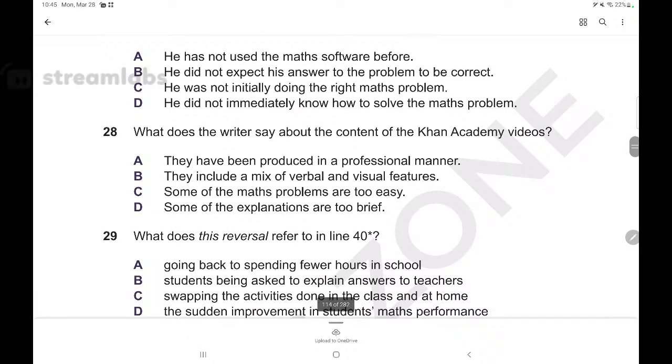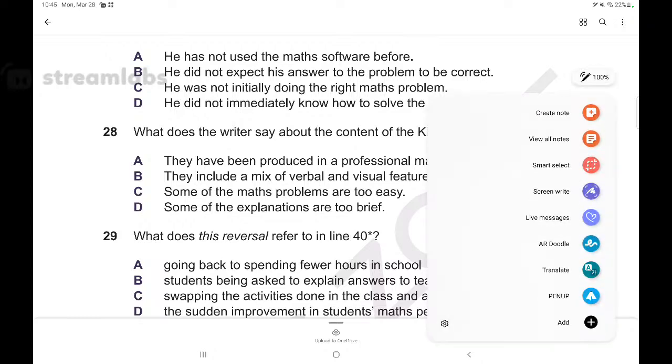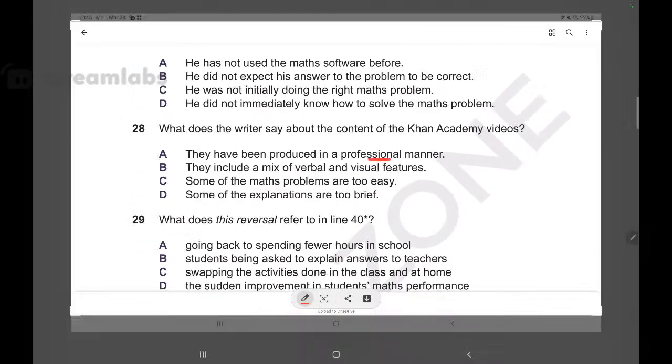They have been produced in a professional manner, maybe. They have a mix of verbal and visual features, probably, yeah. This one is much more, but he didn't use any synonym to say professional, yeah? So we are not sure if the professional manner is the correct one. It's very important in the reading section not to take the answer from emotion, from feelings, from guessing, predicting, or whatever, yeah? Ask yourself, did they say professional manner in synonyms, in paraphrasing? I think they didn't. Let's look at number C.